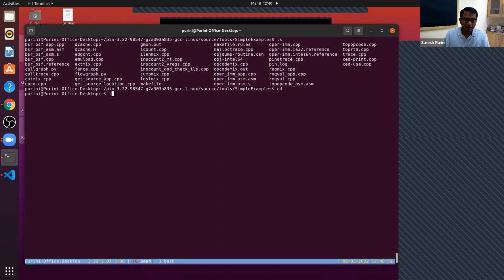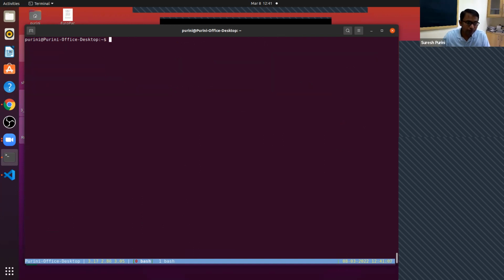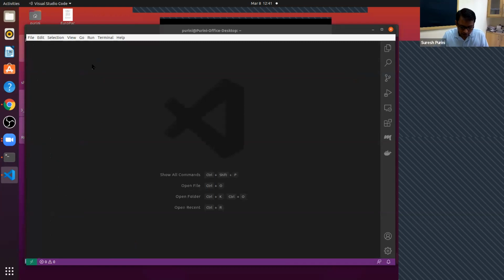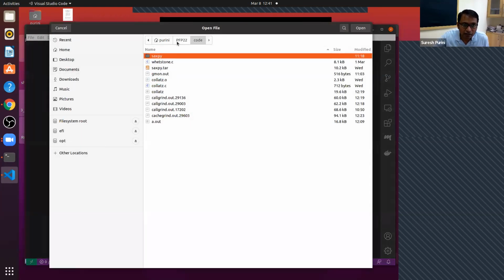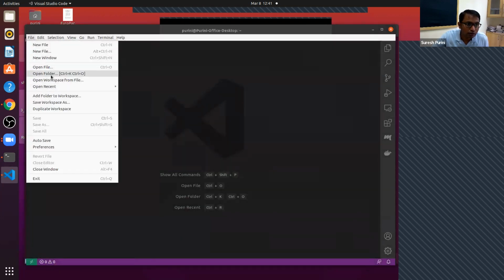That is, if you want to measure the execution time of a particular function, for example, you are working on a matrix multiplication problem, and you want to understand what is the time taken by that particular function. So in order to see, let's open this. Let's say I have, open this, open folder.